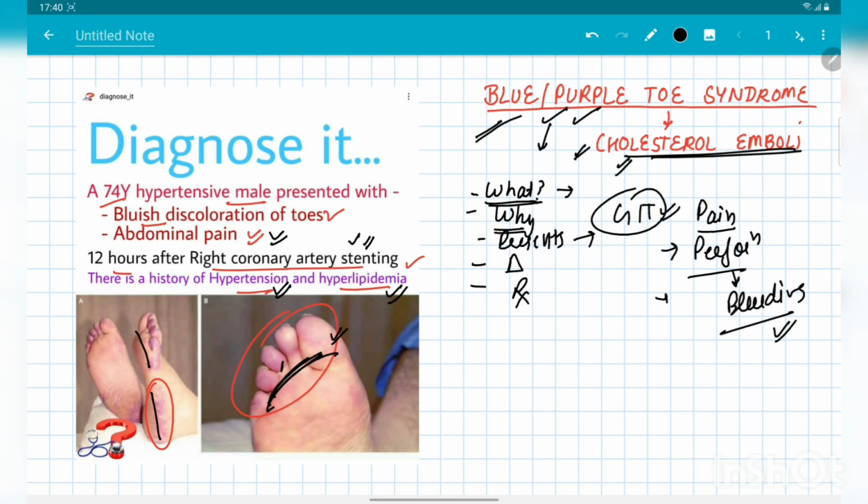And one more thing, due to this ischemia of the bowel wall, the bowel wall gets irritated, and due to irritation, diarrhea. Diarrhea is also a main feature of this cholesterol embolization.